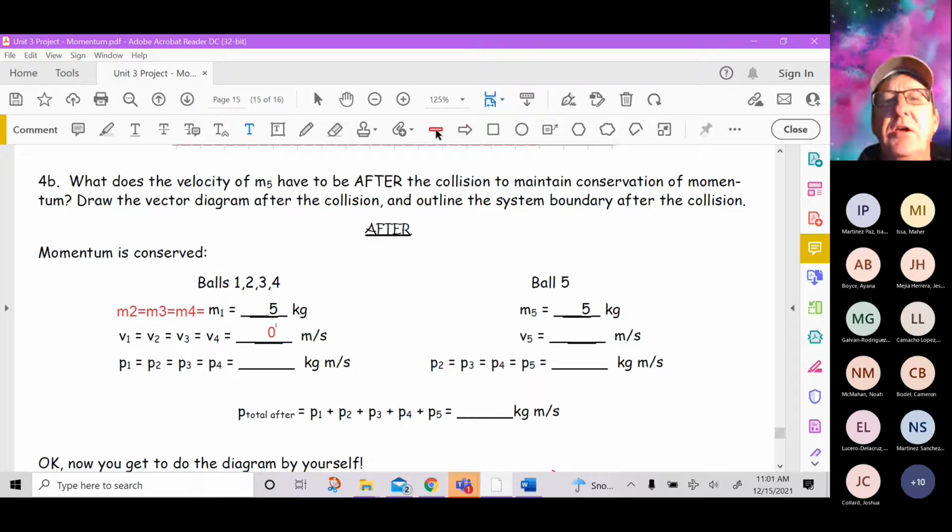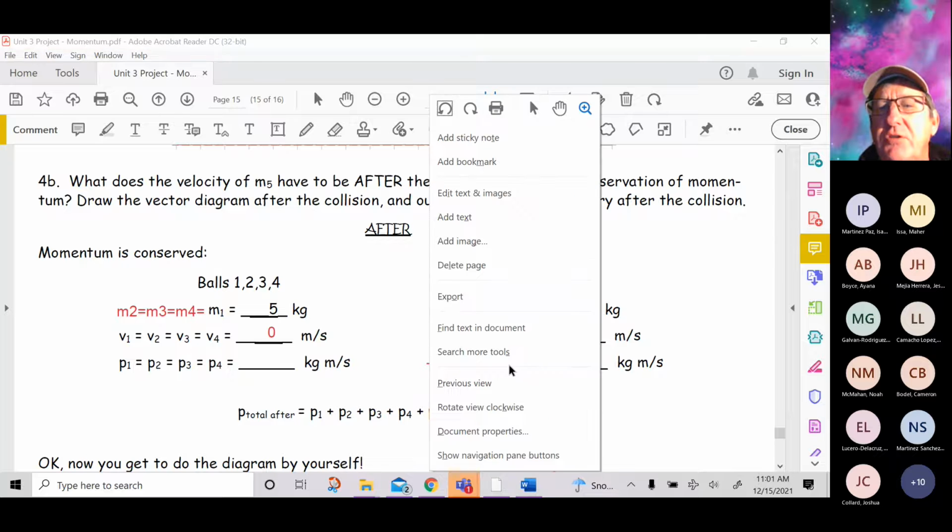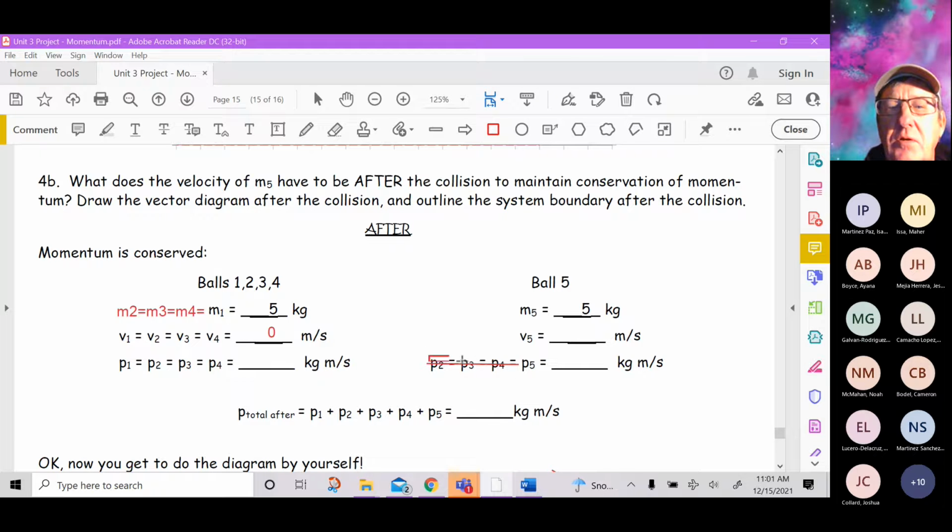I see a mistake here. This needs to be crossed off. That should not be there. That should only be talking about the momentum of ball 5 by itself. Actually, I'm going to put a square on top of it because I don't want that to show at all. You guys can do that too if you like.